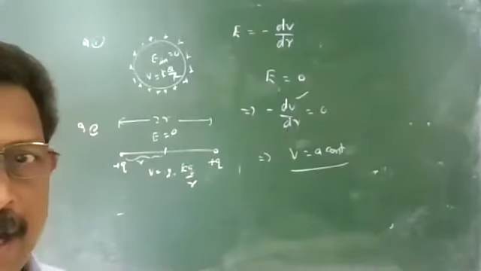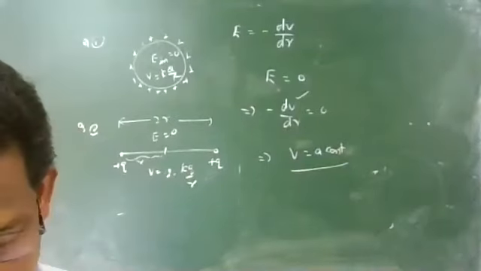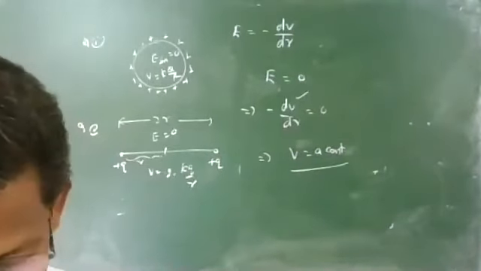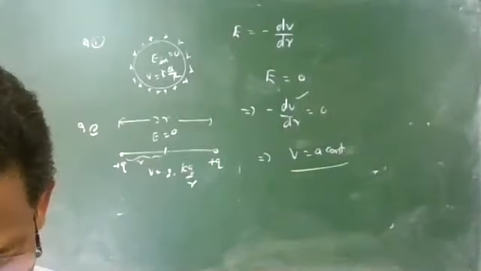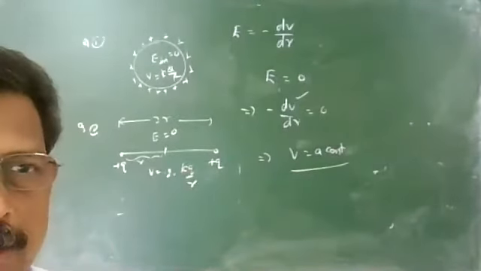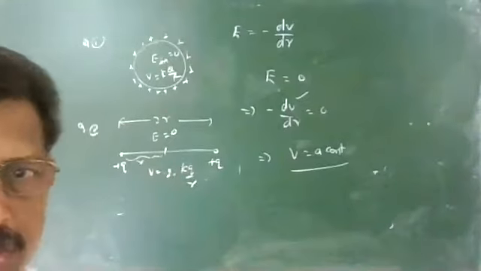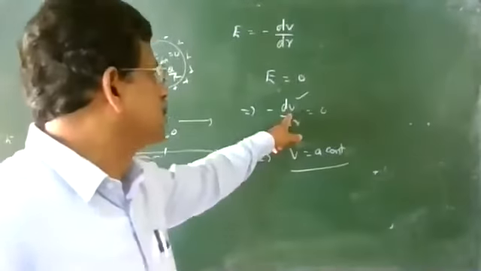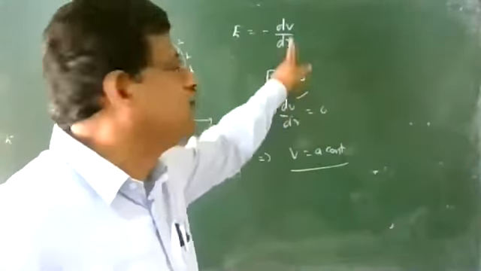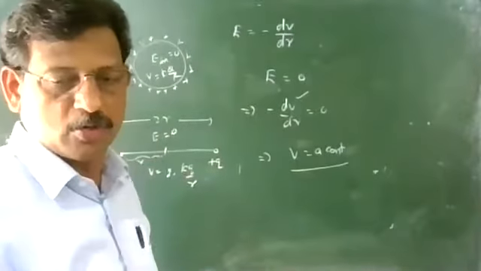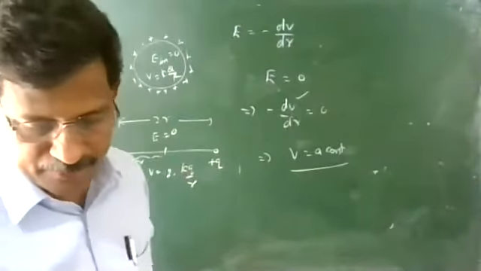The reverse can be asked: if the potential at a point is constant, the potential in the region is constant, what can you say about the electric field in that region? If the potential is constant, you can say that the electric field is 0 by the same equation, because if V is constant, dV by dr equals 0, which means the electric field is 0. This was asked as a board question. Just take a note of this.